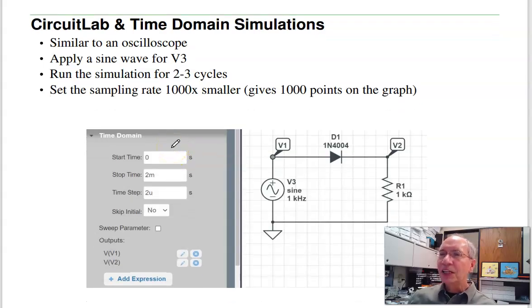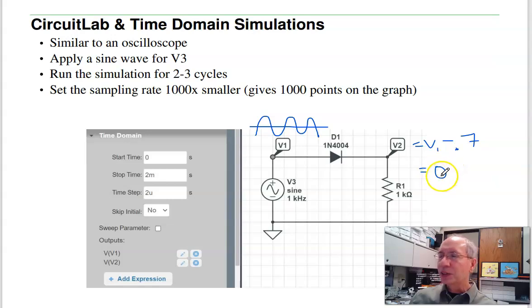If I do AC analysis in CircuitLab, make this a sine wave, what I'll see is V1 is going plus minus. When it goes above 0.7, D1 turns on, and V2 is V1 minus 0.7. When it goes negative, the diode turns off, and V2 equals 0. So I have kind of two cases. If I have at least 0.7 volts, this turns on. Less than 0.7, it turns off. I can see that in CircuitLab.